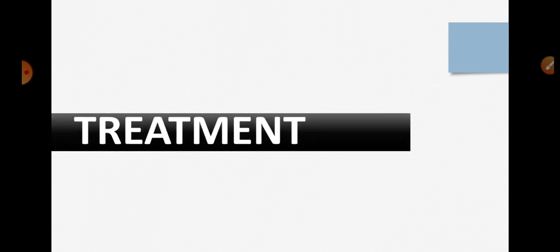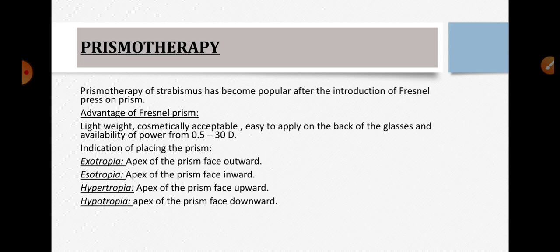Now let us discuss its treatment. So first of all, prismotherapy. Suppose a person is having exotropia in his right eye. In prismotherapy, I will place a base in prism in front of his right eye, so that his deviated right eye will be in its normal position and the eyeball can align properly with the other eye, that is prismotherapy. If I place a specific, accurate power prism in front of that eye, that is prismotherapy.